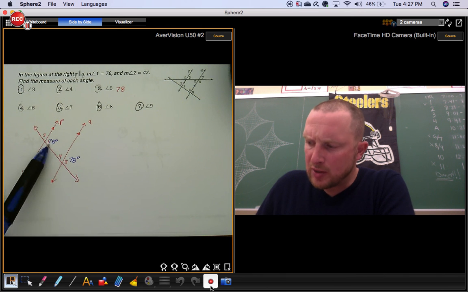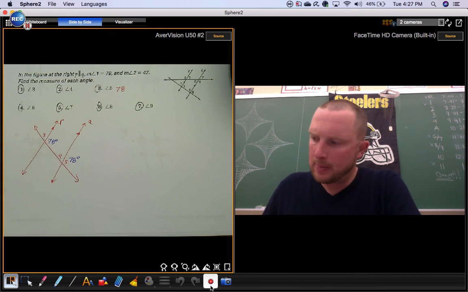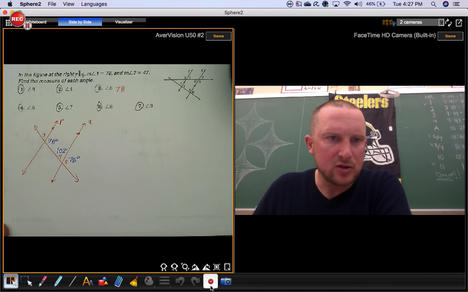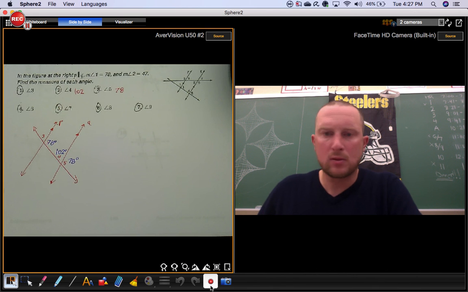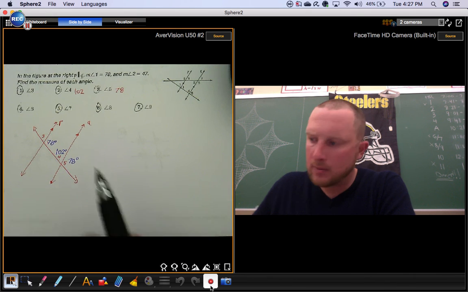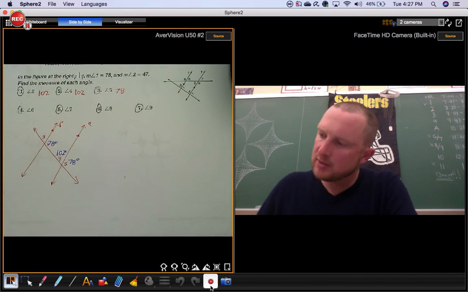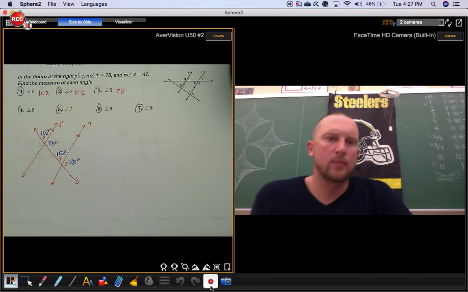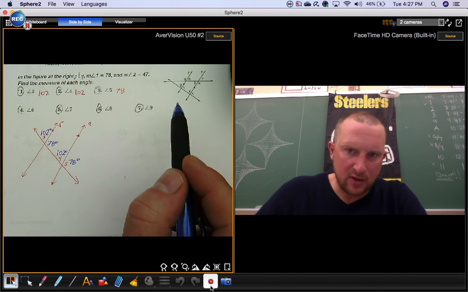Now you also know that consecutive interior angles like 1 and 4, they need to be supplementary. So angle 4 must be 102 degrees. Angle 4 corresponds with angle 3. So angle 3 is also 102 degrees. That was a very simple version of this diagram.